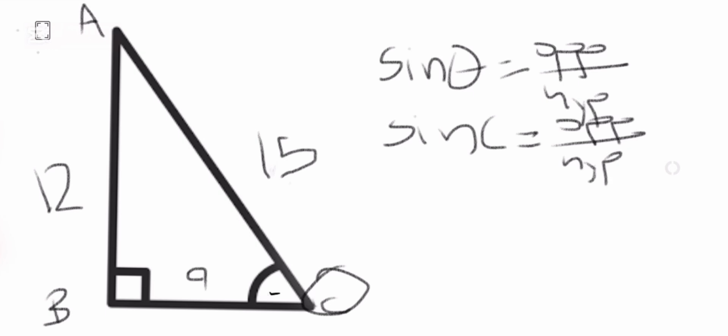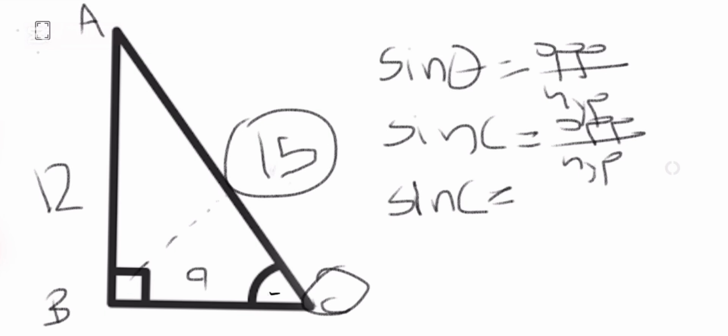Then we can just fill in what we have. The hypotenuse in this case is 15, because it's opposite the right angle, and it's also the longest side of the triangle. The side opposite to angle C is 12, so we can fill that in too. And there we have it. Sine C equals 12 over 15.